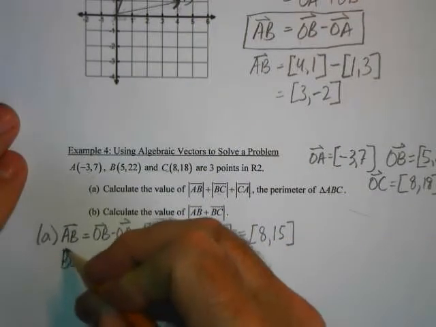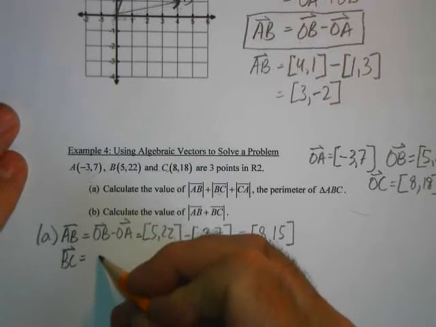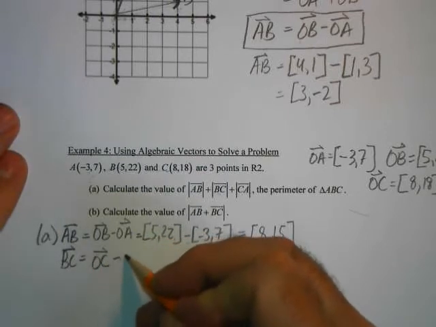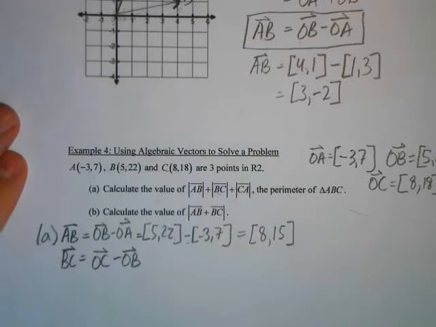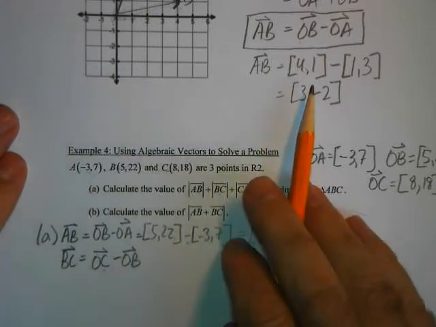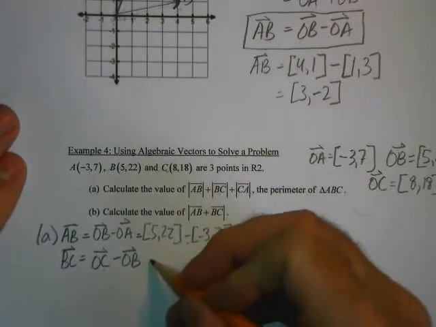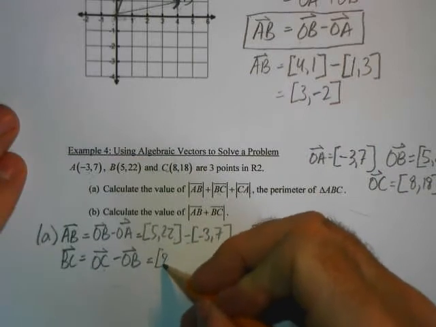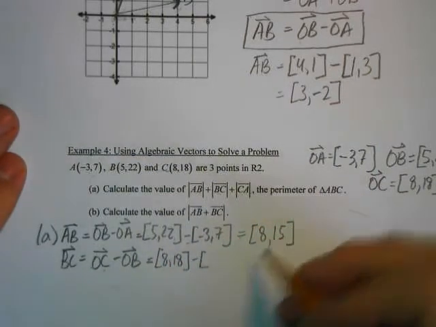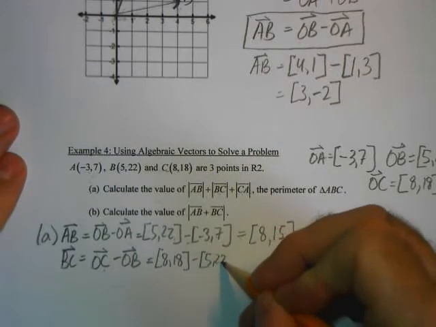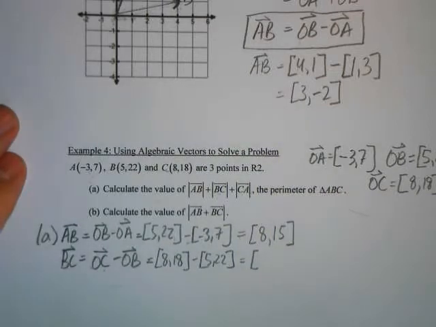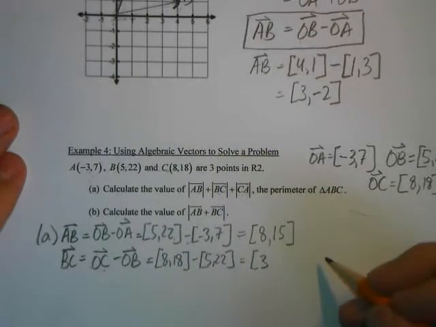So BC is going to be OC minus OB. Just remember, you have to switch the order around, right? You probably think, well, should I put OB minus OC? Well, I showed you on this previous example why you don't do that. So make sure you get the order right here. Otherwise what happens is your components are the wrong signs. Okay, so don't do that. So OC, we have 8, 18. We subtract OB, which was 5, 22. We get 8 minus 5 is 3. 18 minus 22 is -4.